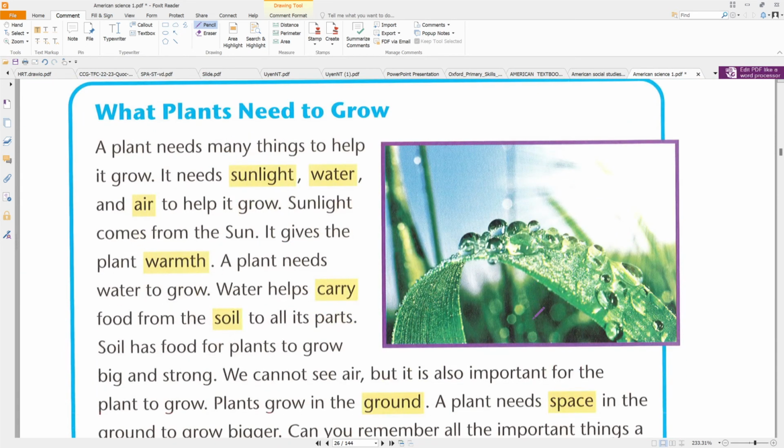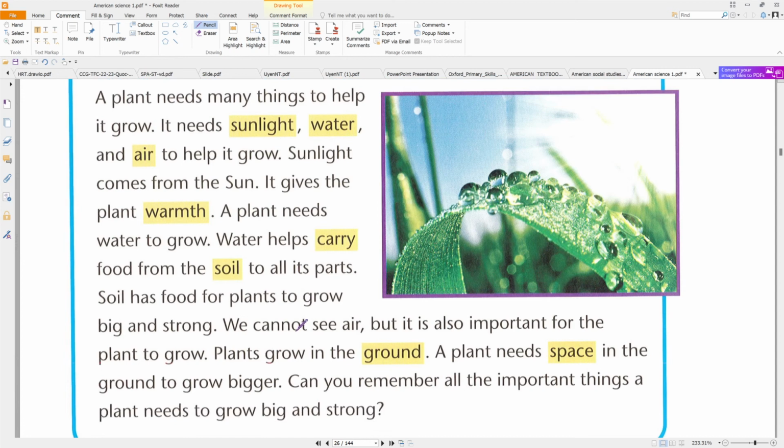Well, I'll read this part for you. What plants need to grow? A plant needs many things to help it grow. It needs sunlight, water, and air to help it grow. Sunlight comes from the sun. It gives the plant warmth. A plant needs water to grow. Water helps carry food from the soil to all its parts. Soil has food for plants to grow big and strong. We cannot see air, but it is also important for the plants to grow.